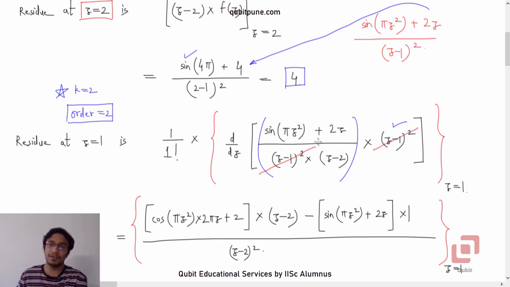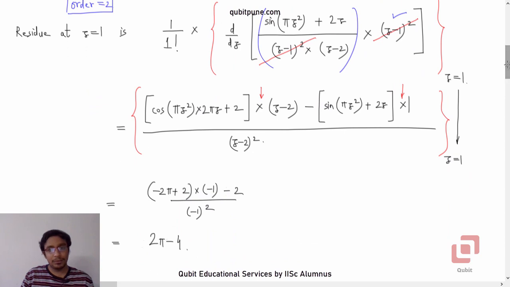And now perform the differentiation process. Okay, simple division rule. Derivative of the numerator, cos of pi z squared into 2 pi z plus 2, second function as it is, minus first function as it is, sine of pi z squared plus 2z into derivative of the second function or denominator, which is 1, divided by square of the denominator. And remember, we are finding it at z equal to 1. Okay, don't forget this.